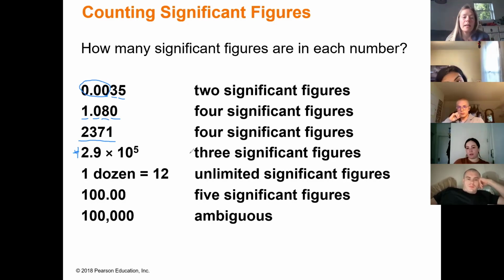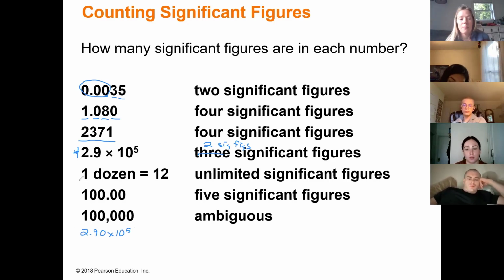This here, 2.9, says that it's 3 significant figures. It's not. This is 2 significant figures, 2 sig figs. Okay, 2.9. If we wanted this thing to be 3 significant figures, we would write it as 2.90 times 10 to the 5th. That 0 after the decimal, giving us another level of significance.